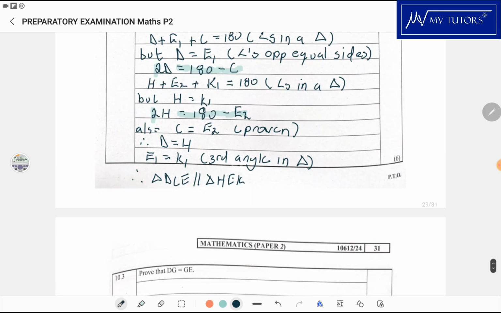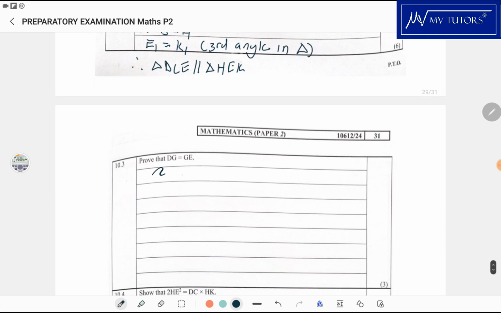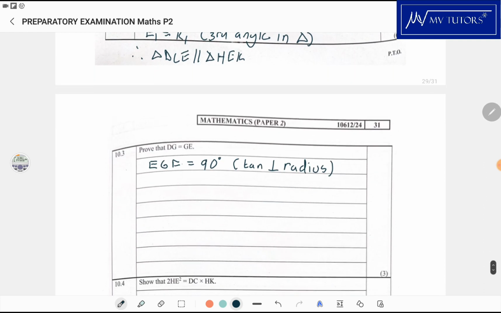EGF is 90 degrees. So the angle EGF is equal to 90 degrees. Why? Because of the relationship between a tangent and a radius. A tangent is always perpendicular to the radius. That's the rule. And since they are perpendicular, we can conclude already.